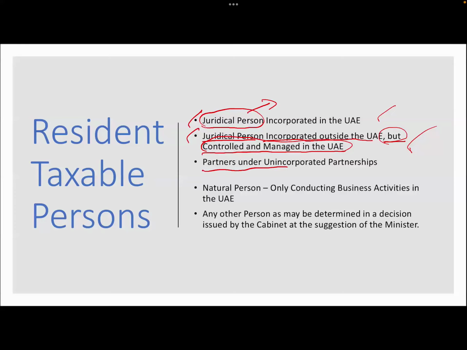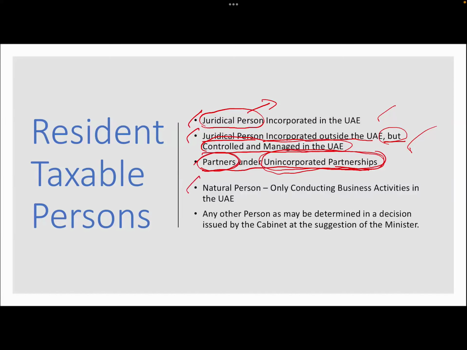Partners under unincorporated partnerships. Under an unincorporated partnership in the UAE, that partnership as a company is not taxed, but the partners individually are taxed. We will speak about this in our upcoming slides.